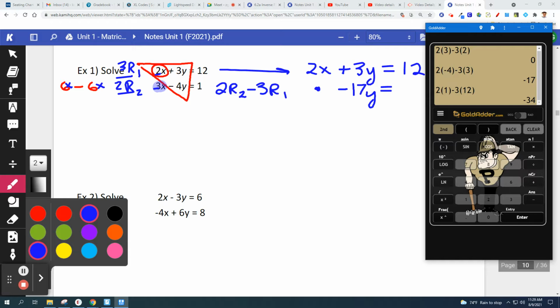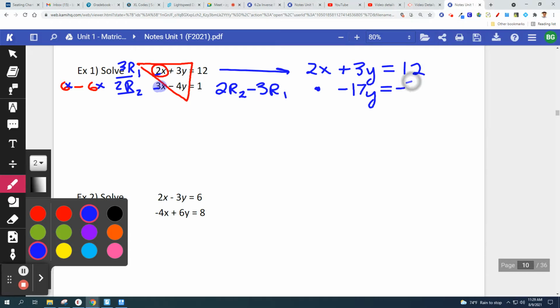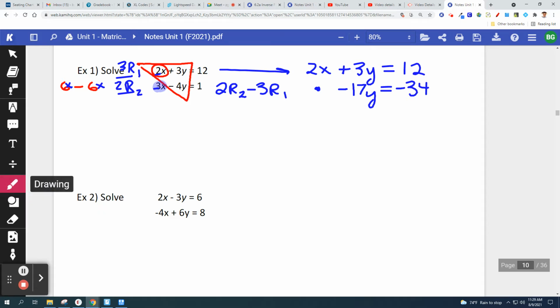And we should get -34. -34 is actually a good number here because it's going to come out nice. I've got my triangular form. That's triangular form. That's what we want. If you've done it correctly, then that last equation should be an easy solve.